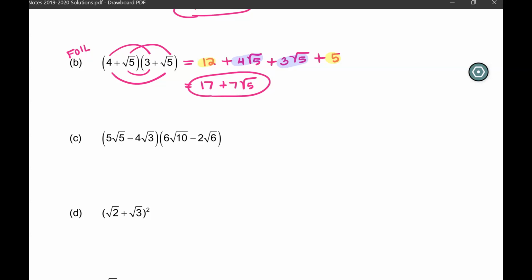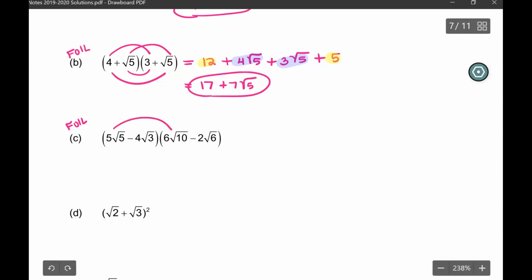Okay, C also has to use FOIL. Now it's going to get more complicated. So here I have 5 root 5 times 6 root 10. Remember, the whole numbers get multiplied together, the radicals get multiplied together. So it's going to be 30, and then square root of 5 times square root of 10 is square root of 50. Now the outside, so it's going to be minus 5 times 2 is 10. Inside, I'm going to have square root of 30.